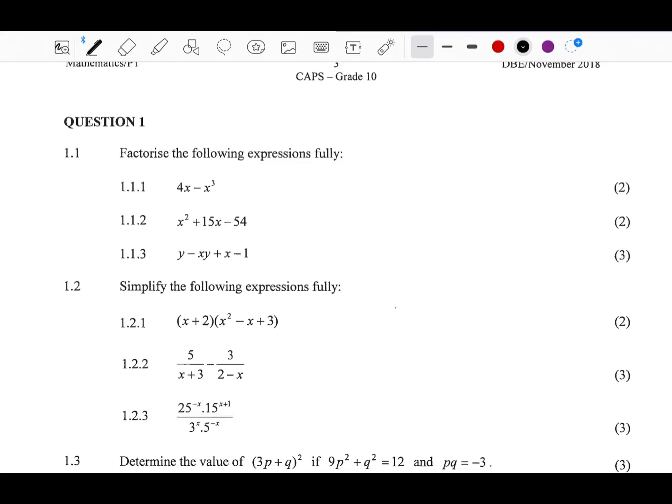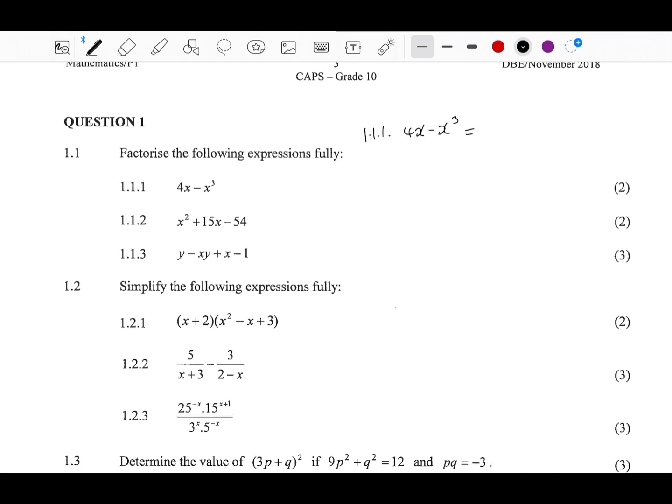Thank you for joining. In this video, you're going to be learning how to factorize the following expressions. So let's get into it. So 1.1.1, 4x minus x cubed. So you are required to factorize this.